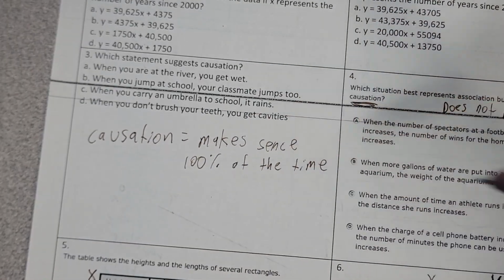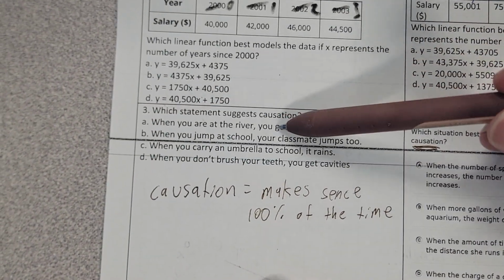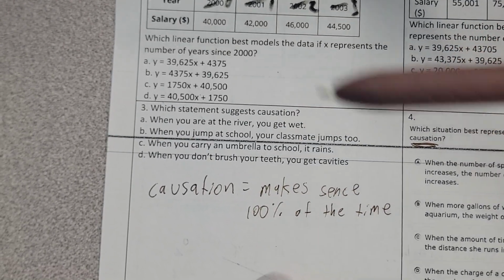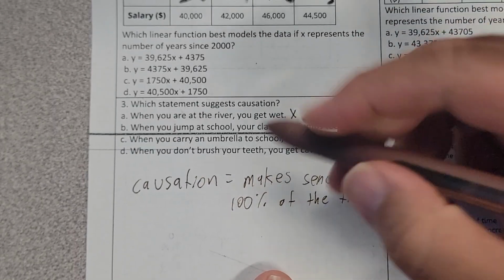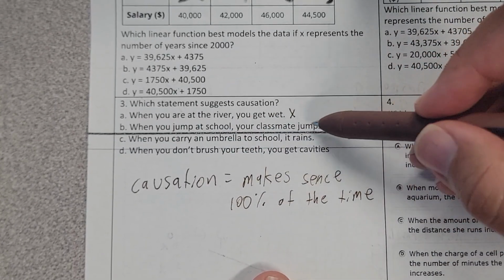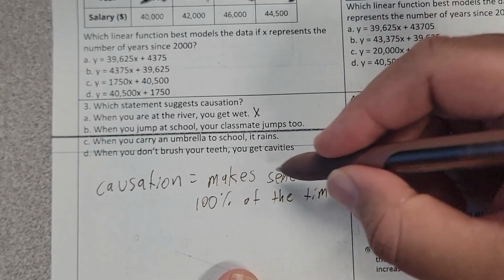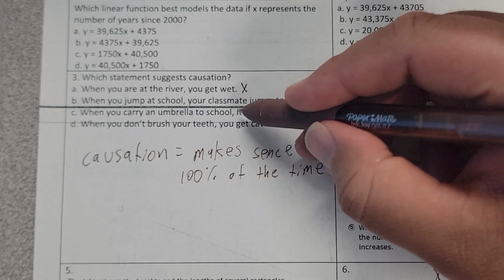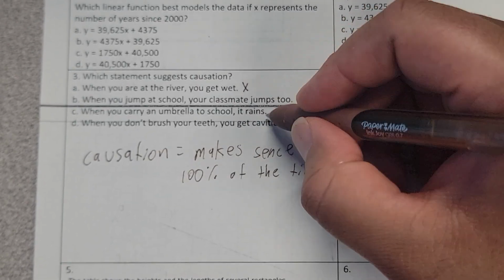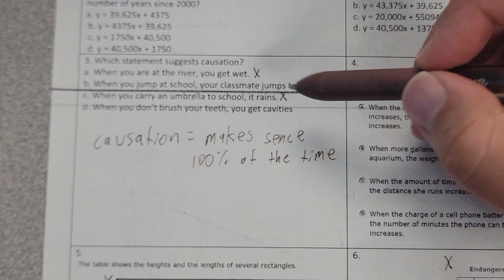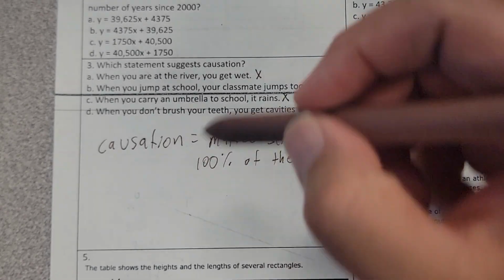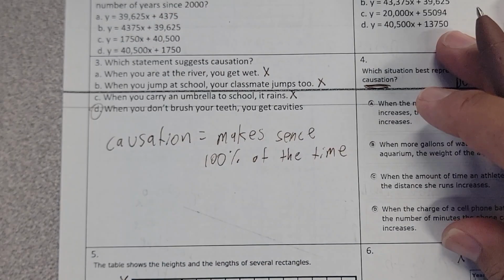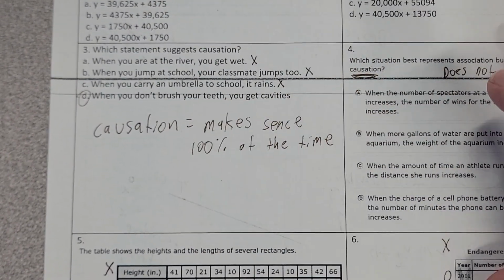Causation makes sense. Okay. So when you go to the river, do you get wet? Do you have to jump inside of the river? You do not have to jump. No. If you jump in school, do your classmates jump too? So if you jump, does everyone have to jump? 100% of the people? Nope. If you carry an umbrella to school, does that mean it's raining outside? No. But if you don't brush your teeth, are you going to get cavities? Now, it might take longer, but if you don't brush your teeth, everyone is going to get a cavity, right? Maybe it'll take one cavity, maybe it'll be a lot. But you will get a cavity because you're not brushing your teeth.